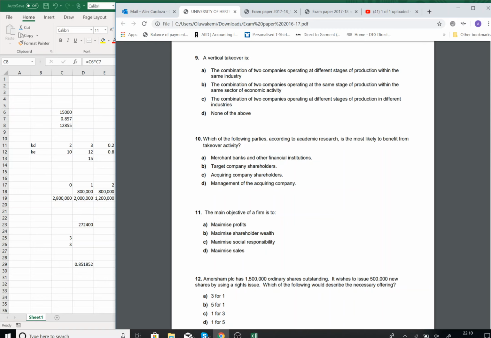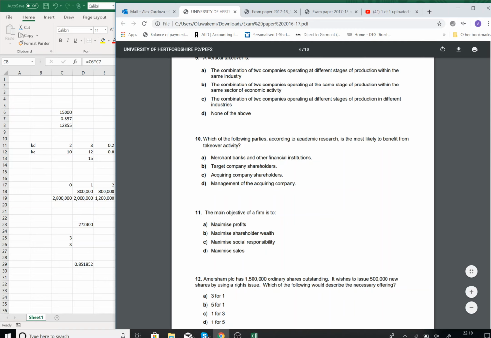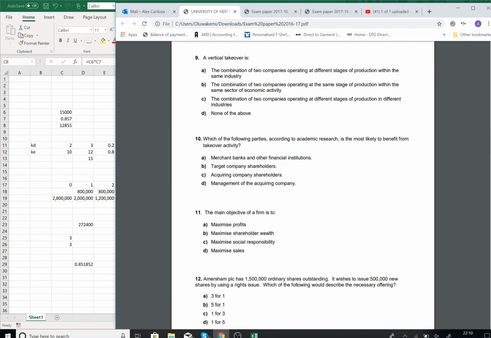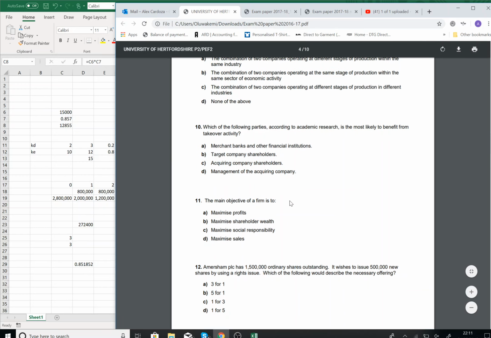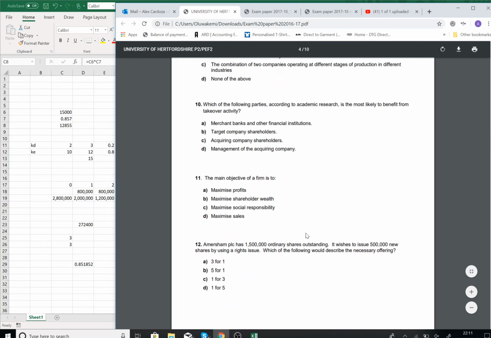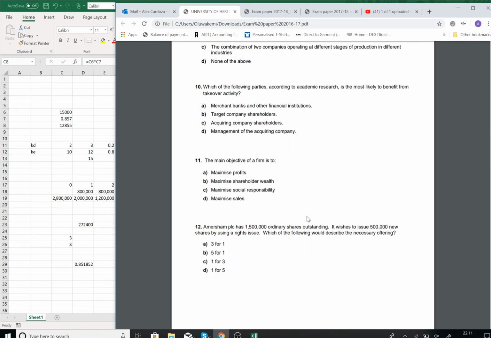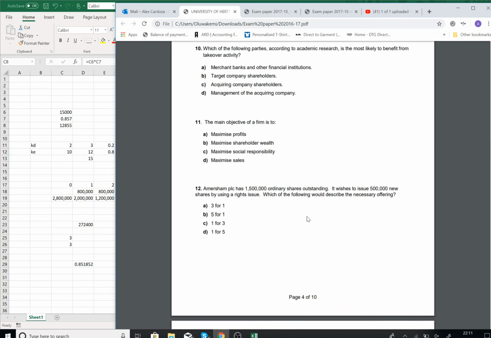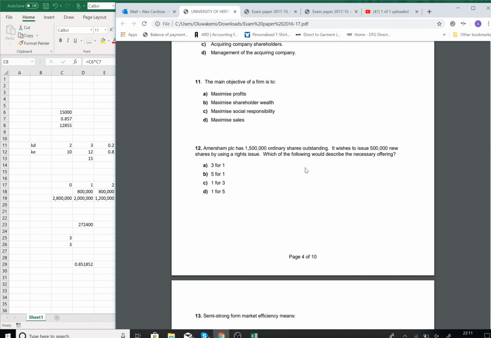10 we did last time. So which of the following parties, according to it, is most likely to benefit from takeover activity? We discussed this last time, and given what we discussed last time, the most likely people to benefit are the target company shareholders, because they will get paid a premium of the acquisition price. Okay. The main objective of a firm, this is standard financial theory, is to maximize shareholder wealth. So that's 11B. So we did this last time as well.